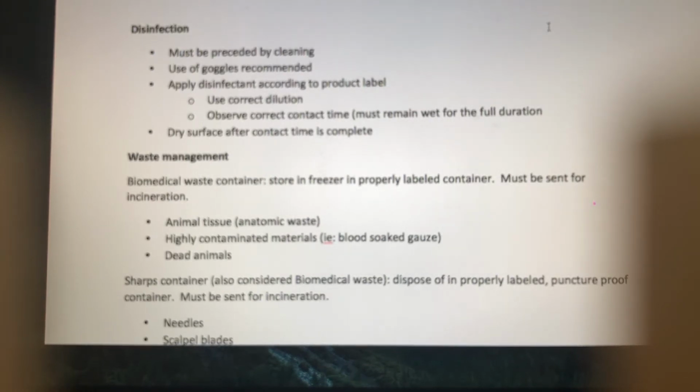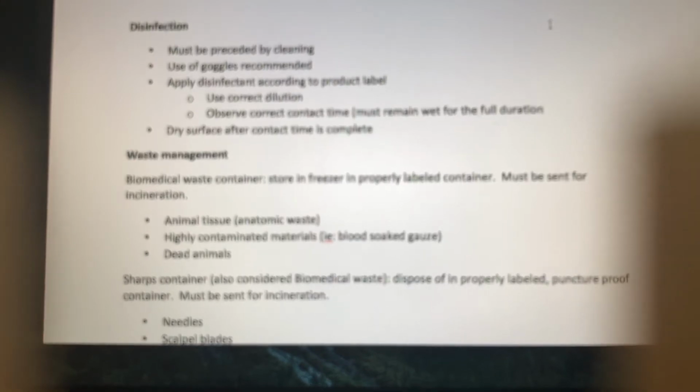So you're going to apply the disinfectant according to the product label. You want to use the correct dilution, and I'll show you some math at the end of this on how to calculate the dilution. And you need to observe the correct contact time. It must remain wet for the full duration. If it's 10 minutes, it needs to be wet for 10 minutes.